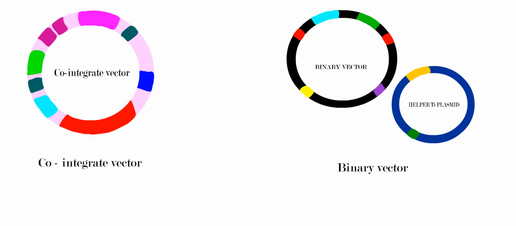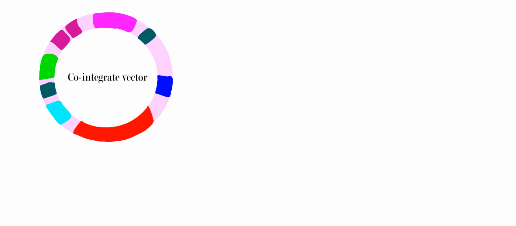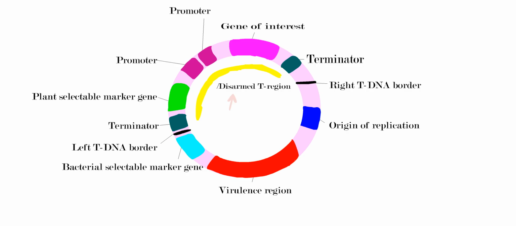Now let us look into how Agrobacterium is used as vectors. There are two types of vectors found using Agrobacterium: 1. Co-integrate vector. 2. Binary vector. The co-integrate vector contains a disarmed T region, origin of replication, virulence region, and bacterial selectable marker gene. The disarmed T region contains left and right T-DNA borders, terminator, plant selectable marker gene, promoter region, and gene of interest.